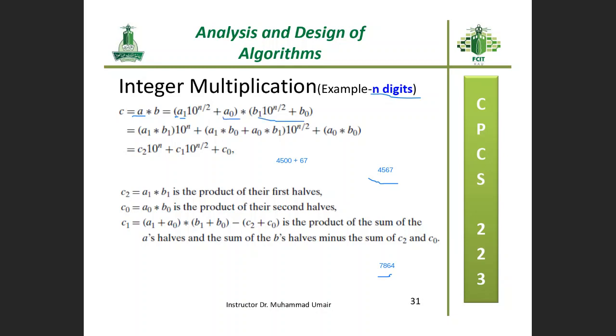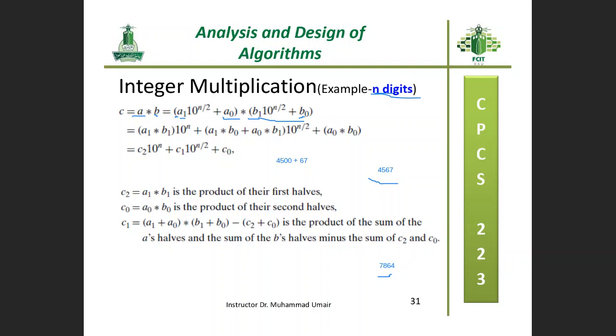Same is the case for the B number. The B number will be split into a half-digits number, and the unit portion will be added to the product of the tens number into 10 raised to power n by 2. Did you understand this thing? So this is how we can rewrite any number of digits into a formula in which the problem size is being reduced by some factor. It is dividing the problem into smaller subproblems. Is that clear?